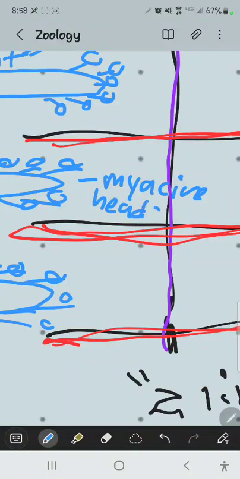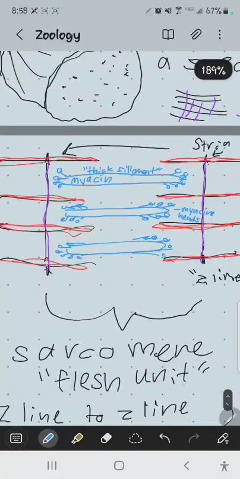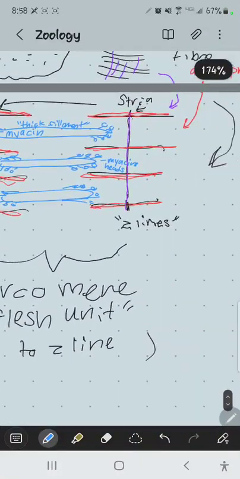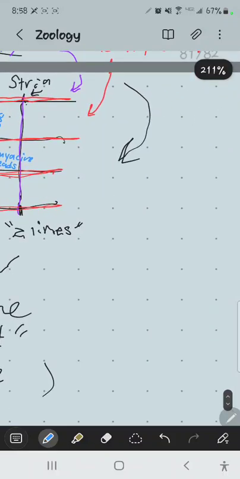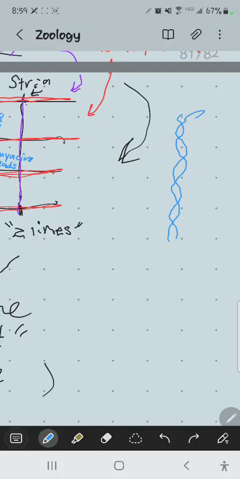Individually the myosin is a thin protein, but it bundles together into a massive bundle. And these heads stick off. You can think of the myosin heads like little hands, and they're going to basically grab onto the actin and pull it. Okay, so that's how it works. All right, so those are the fundamental parts of the muscle.